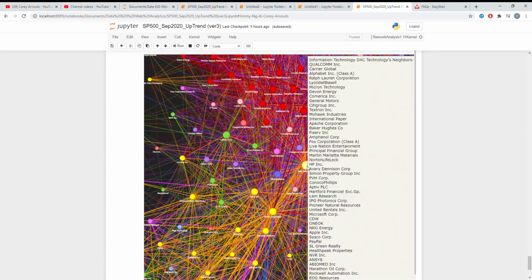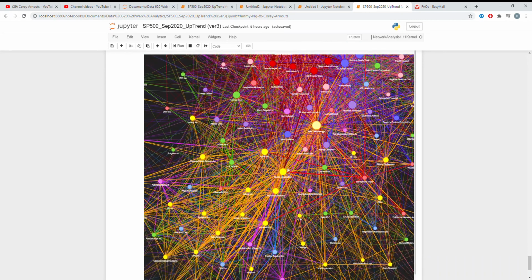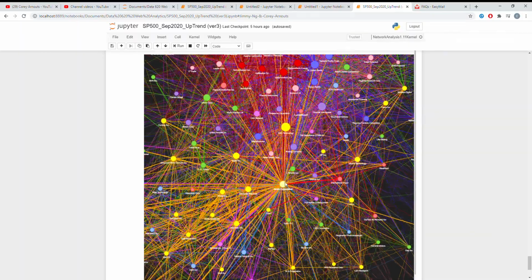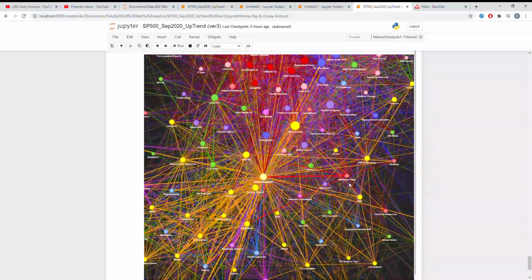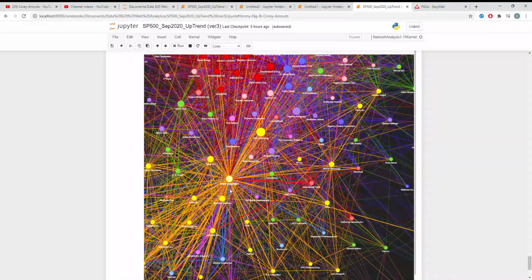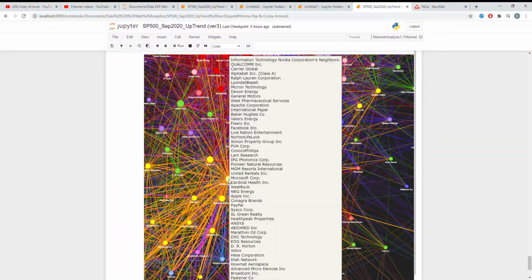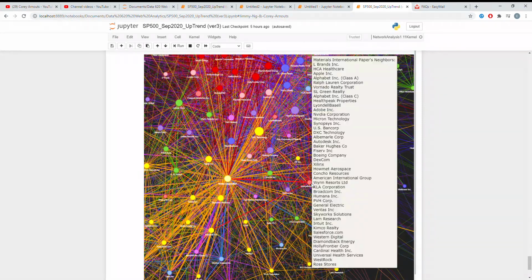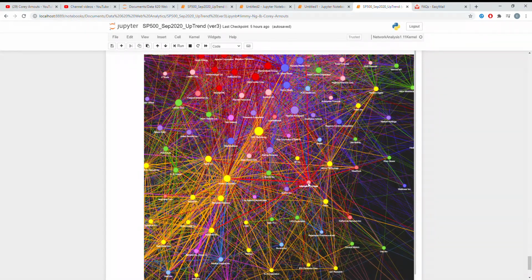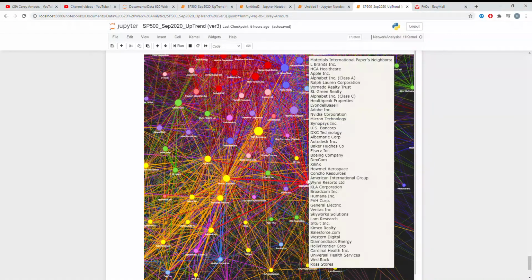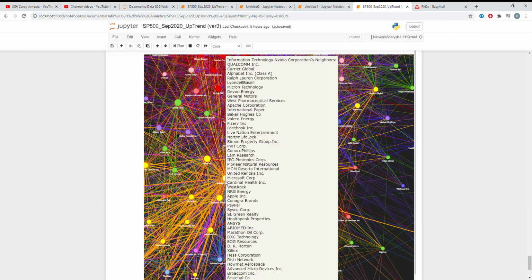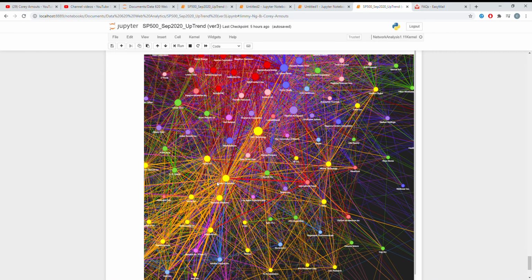DXC Technology is in here. NVIDIA is connected to a lot. These red ones are materials. I noticed an interesting connection here between NVIDIA and International Paper, and they're part of different segments. NVIDIA is information technology, they make the GPUs and stuff like that. And International Paper makes materials, boxes, and different things like that for Amazon.